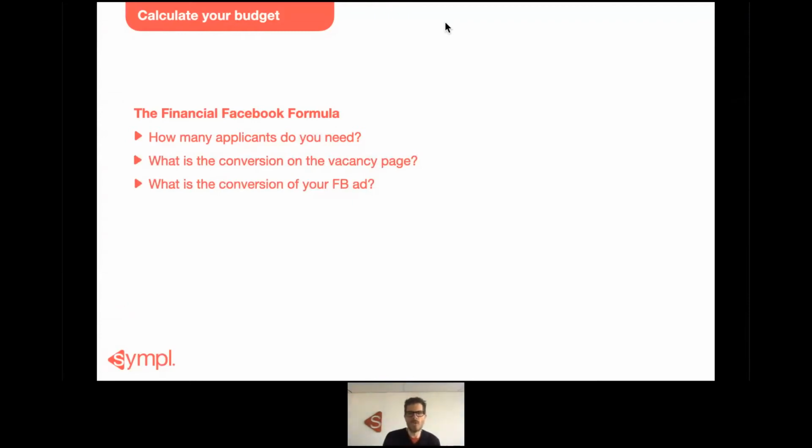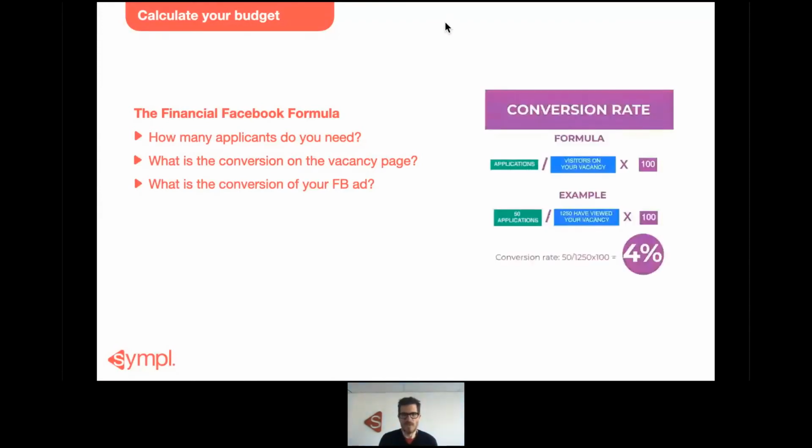The second one is what's your conversion on the vacancy page? How many people, once they've landed on your page, will actually apply? To give you an example, a good conversion rate would be 4%, if you have a very attractive vacancy page and a very attractive job. That's a good number to keep in mind. But we also sometimes see conversions of about 0.5%, so there's a wide range there. And the last one is, what is going to be the conversion on your Facebook advertising? So how many people will actually click on your ad once they see it?